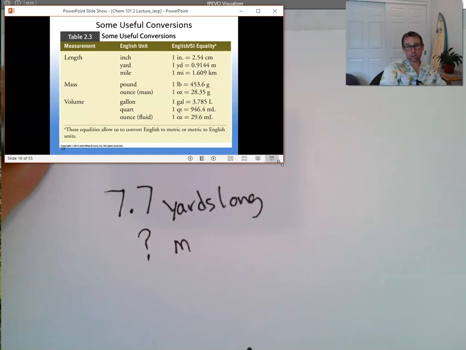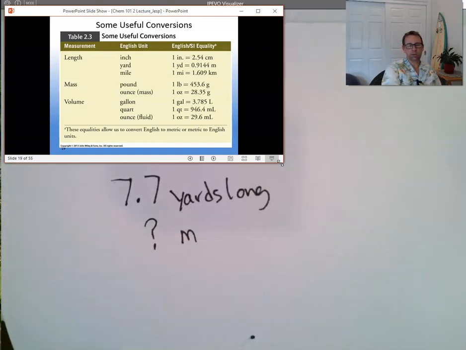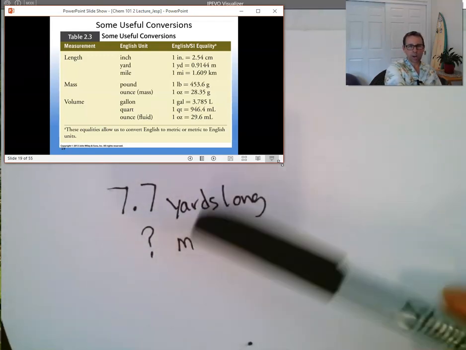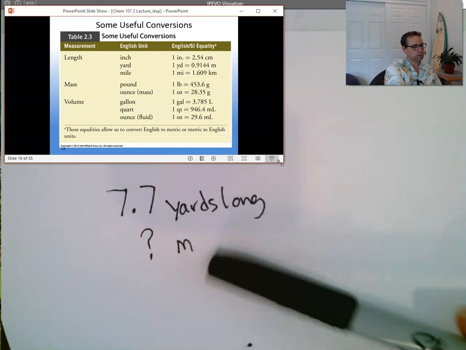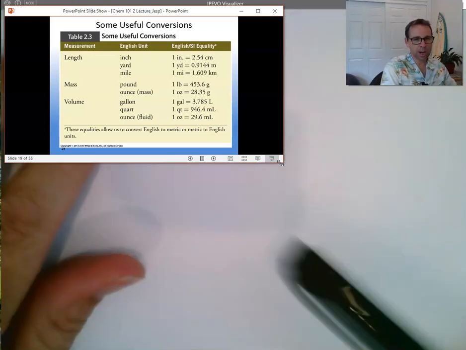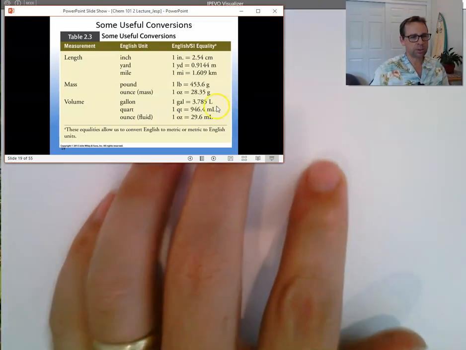Now you can just ask Google how many meters are in a yard, and that's fine. But what we really want to be able to learn how to do is convert yards to meters by ourselves, because there's some things you can't ask Google. And as we learn to do these practice ones, then later we'll be able to do the more difficult ones. So we're going to practice doing the easy ones first, and then we'll learn how to do the more difficult ones.